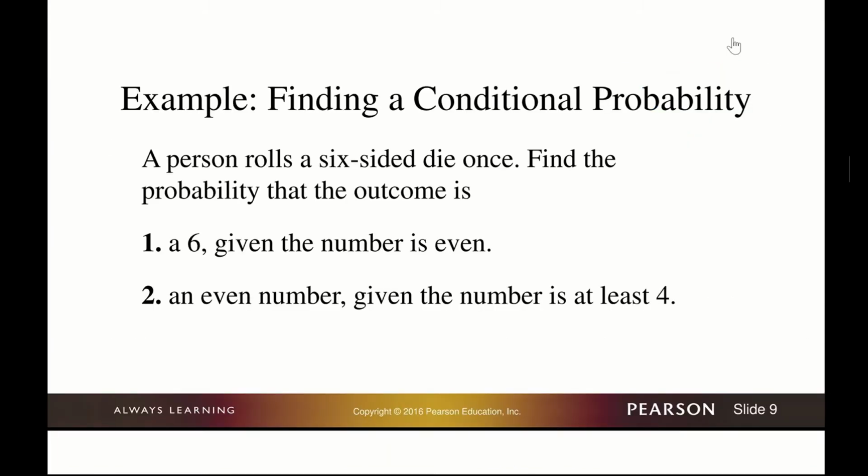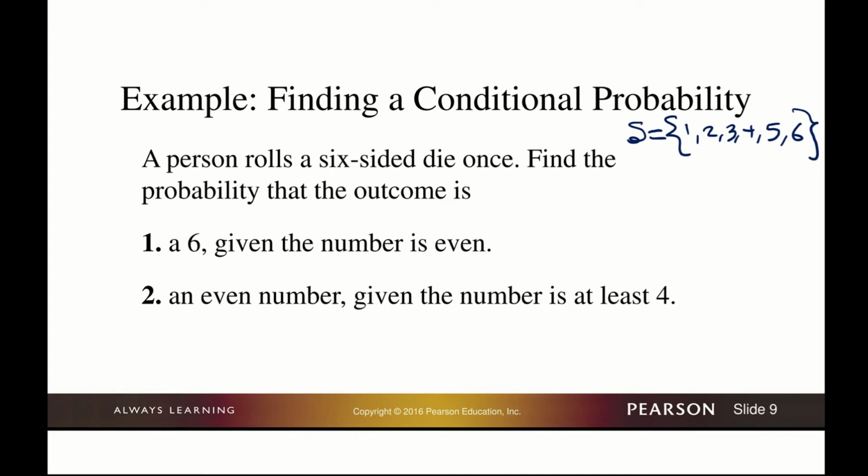Here we have another example using one die, and we will see how this is going to work out for us with conditional probability. Suppose that a person rolls a 6-sided die once. What's the probability that the outcome is a 6, given that the number is even? So remember what the original sample space would be. The original sample space for rolling a die is 1, 2, 3, 4, 5, 6.